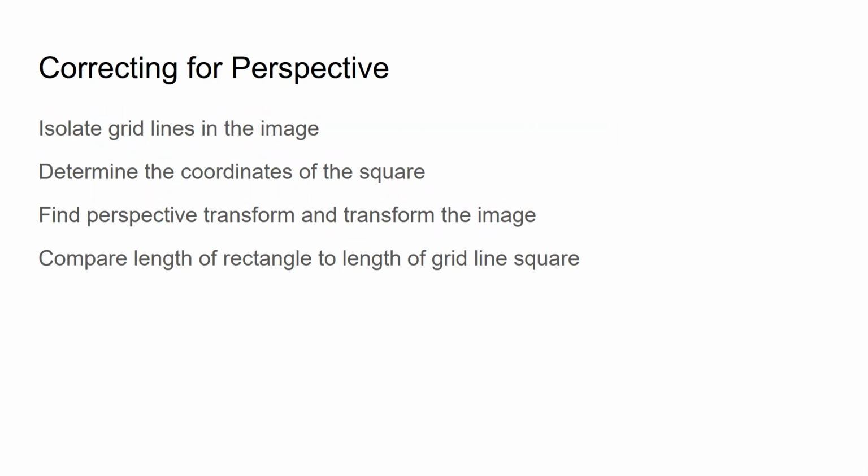What we would need to do for that is isolate the grid lines from the image and then find those intersection points. We have a square, and since we know the quadrilateral we have in the image has to be a perfect square, we can create a transformation that OpenCV will do for us, and transform that image into a perfect square. Then we compare the length of the rectangle, using the same color mask, to the length of that square, which we know is 30 centimeters.